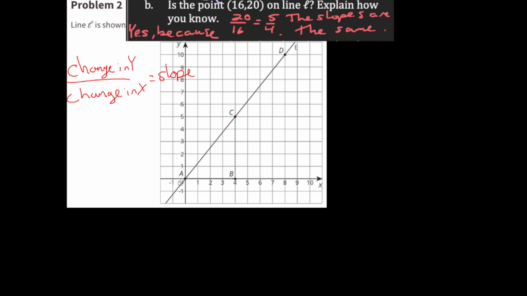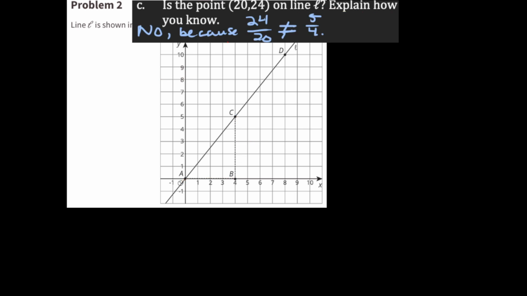Also notice how they drew the side lengths. This is 4 and this is 5. So our slope is going to be 5 over 4. And again, you can write those ordered pairs or write that ratio. For part C, we can say no, since 24 over 20 is not equal to 5 over 4.